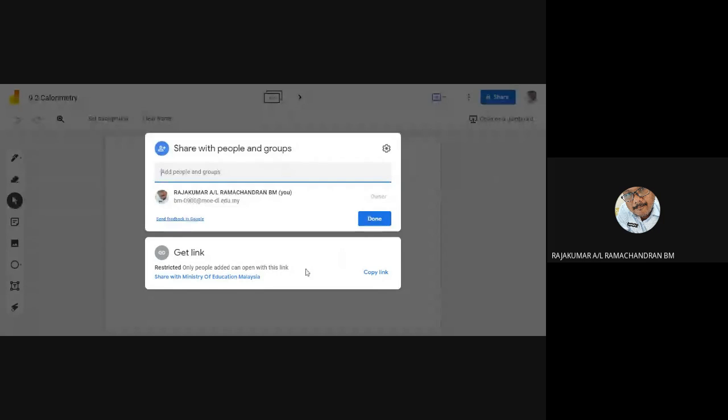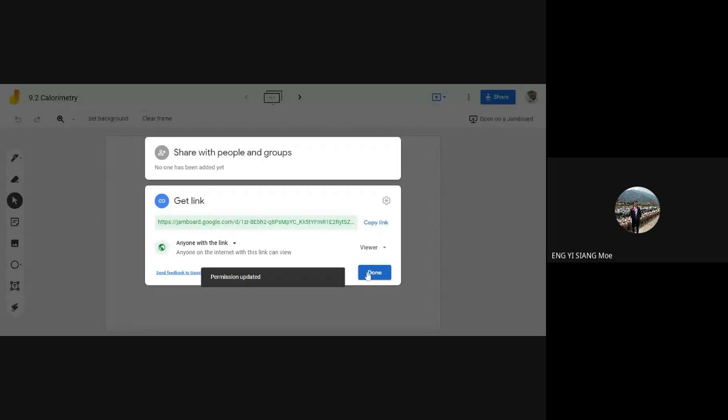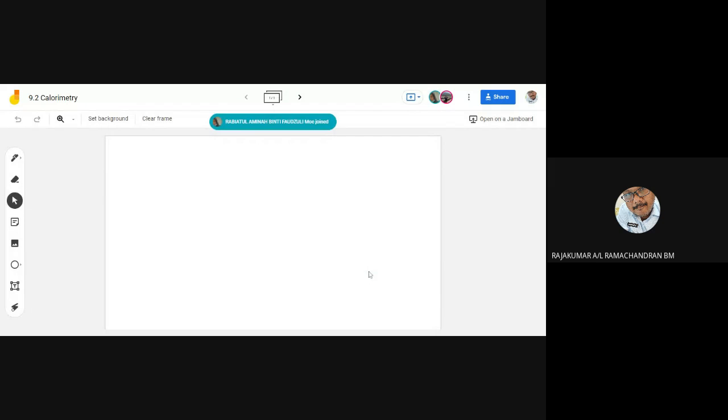Semua tak boleh. Bagaimana yang lain? Semua tak boleh. You can see it's MOE. Yeah, so can already. Okay. Alright, okay. Tak apalah, MOE ke, this one no problem.